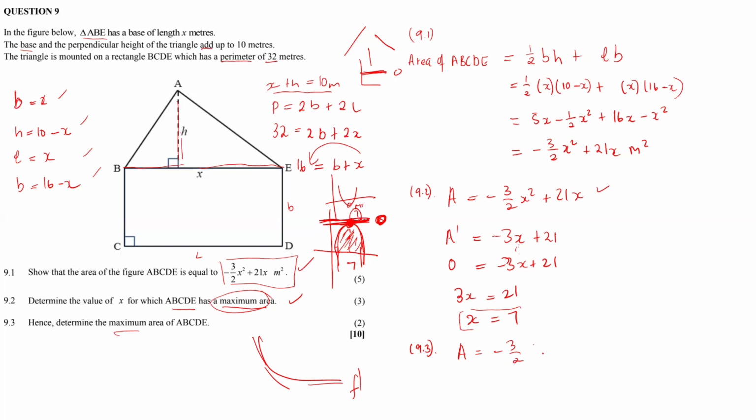So at this point in time, we use the original equation, which is negative 3 over 2 x squared plus 21x. We substitute our 7 over there, to the power of 2 plus 21 multiplied by 7. Then when we punch this on our calculators, let's see how much we get. And then the answer is 73.5 meters squared. Therefore, this will be the maximum area of this shape. Okay, so yeah, that's it.